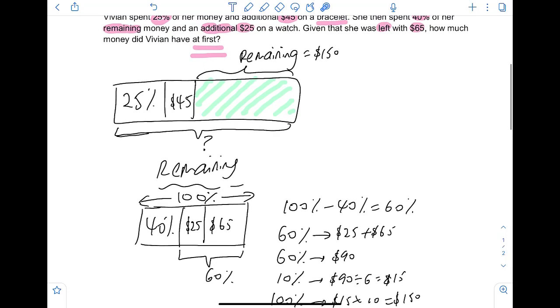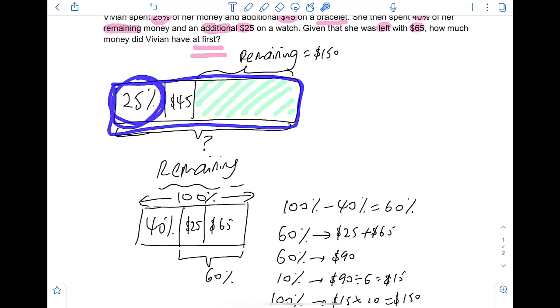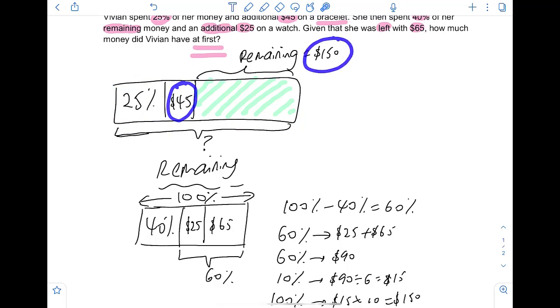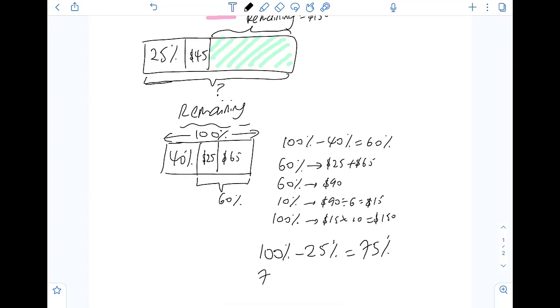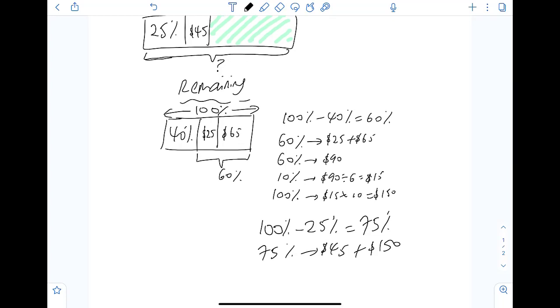Now again, the original total is another set of 100%. Over here is 25%, which means that 45 plus 150 must be 75%. Okay, so 100% minus 25%, 75%, and 75% of her original money is being represented by $45 plus the remaining amount. 45 plus 150 is 195.